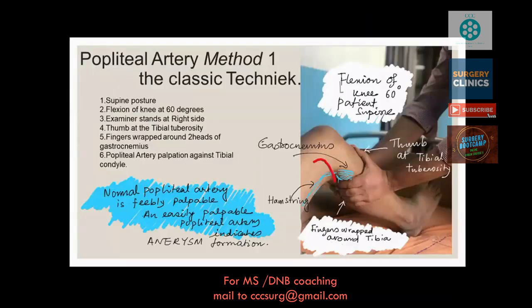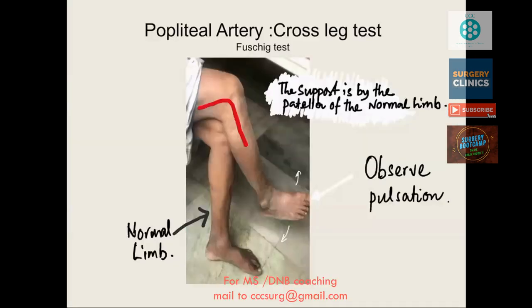The popliteal artery, by the first and the most classic technique, is palpable only feebly, and what you are required to remember is that if you get it easily, it means that there is already an aneurysm. So this is the classical method. The knee is at a 60 degree flexion.